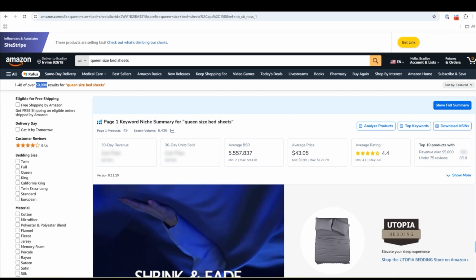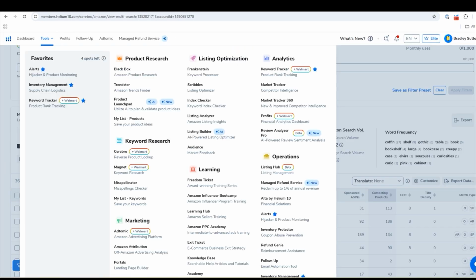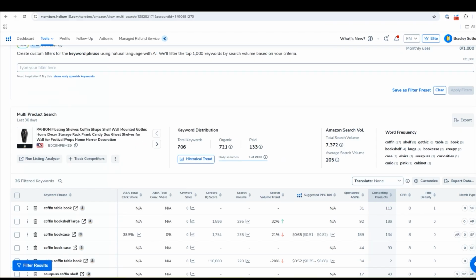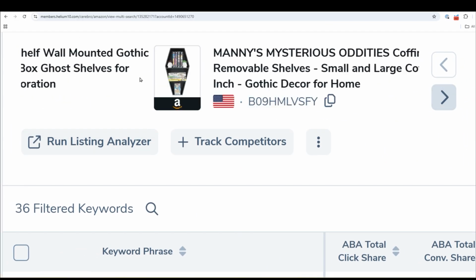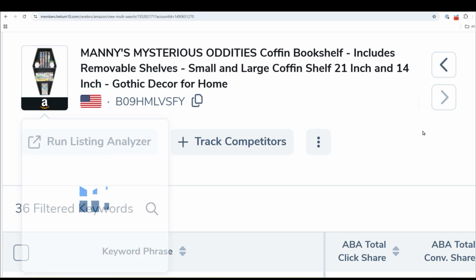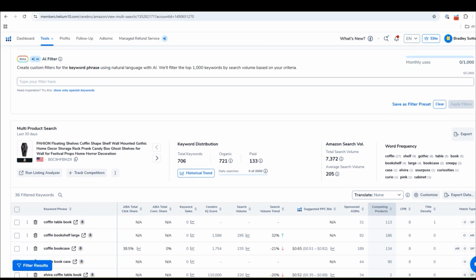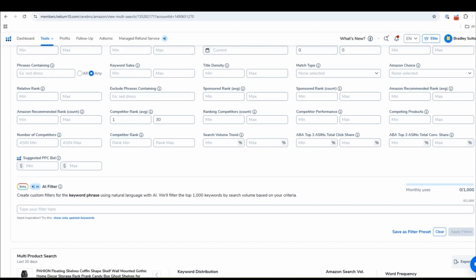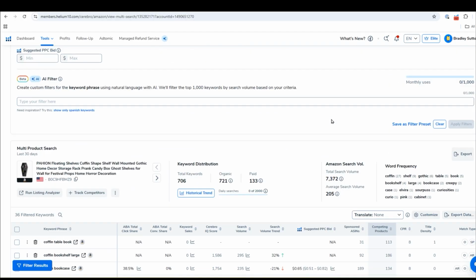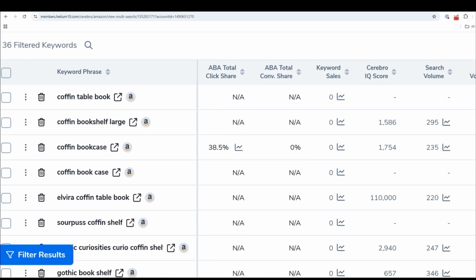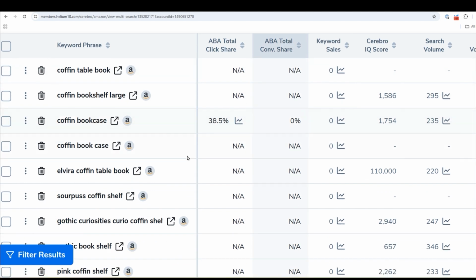So what's the use case of this? Let's say that I was that one coffin shelf that had that relevancy issue, and I was comparing my product with the Helium 10 coffin bookshelf. And I'm like, hey, where are the keywords that my competitor is ranking in the top 30, but my product is not ranking at all? So I just ran a search like that, and I came up with 36 keywords. So there's 36 keywords that the Helium 10 coffin shelf is ranking on page 1 for, that this other product is not ranking at all.